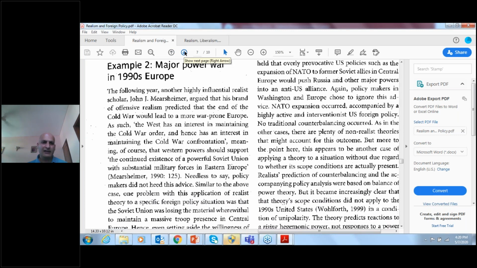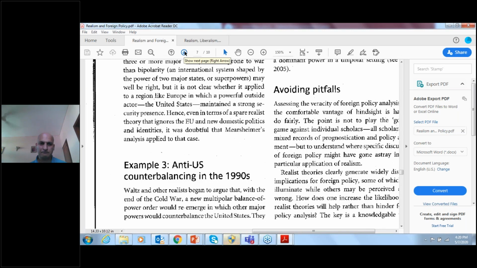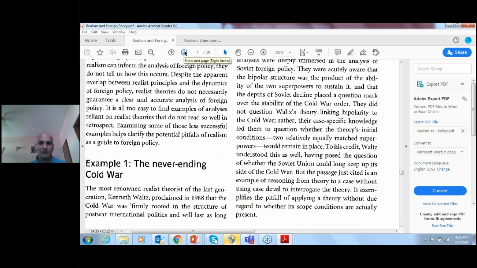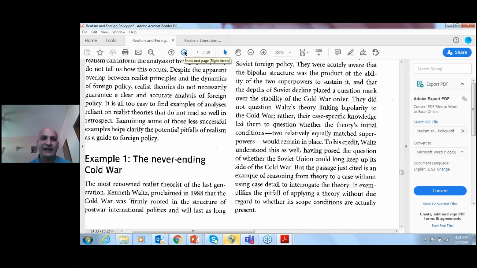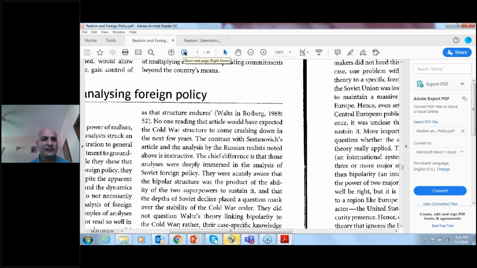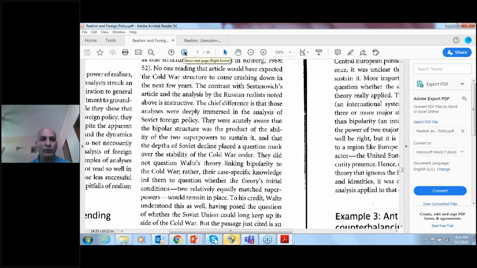So he's given three examples. One is what happened in the Cold War. Kenneth Waltz gives us an example that in 1988, he claimed that the Cold War was firmly rooted in the structure of post-war international politics and will last as long as that structure endures. That is, the Cold War will last as long as the bipolar structure endures.